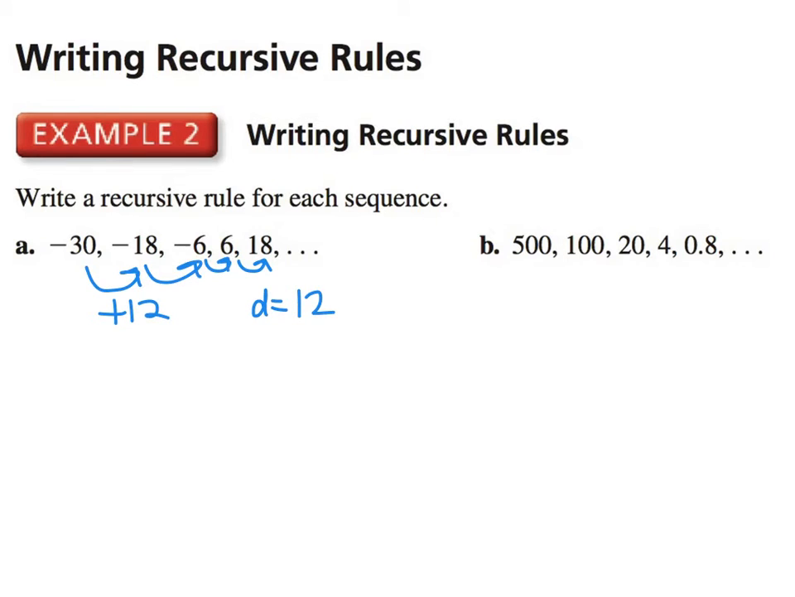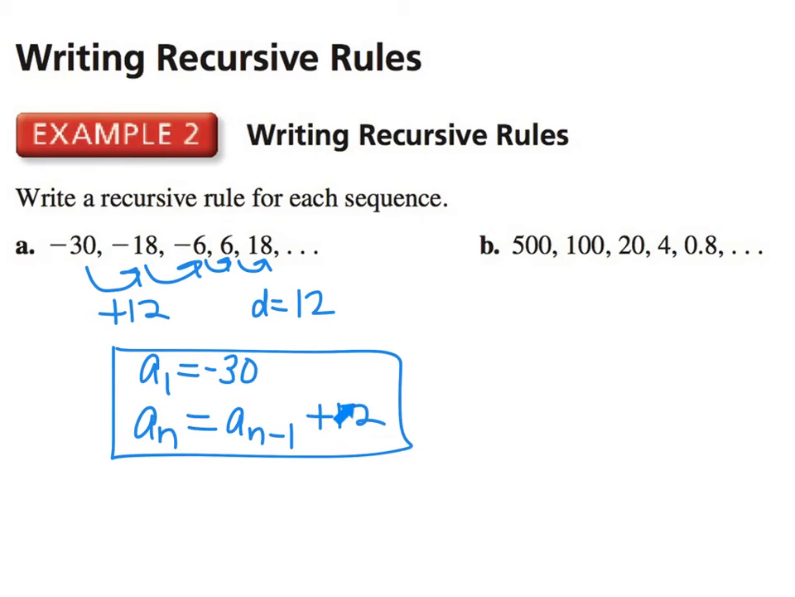So, the recursive rule would be this. A sub n equals a sub n minus 1, and then we add 12. That's how you get to the next term. The problem is, you have to give the first term in order to know what we're doing. If you're adding 12 to the term, well, where do we start? Do we start at 5? Do we start at the term number 7? Do we start at negative 3? So in this problem, we have to give the first term. The first term is negative 30, and to get to every term after that, we add 12.